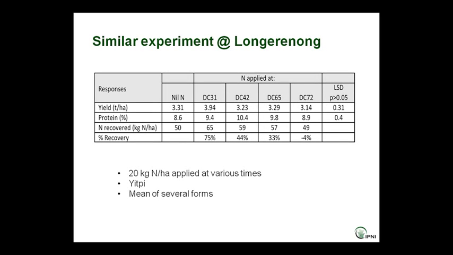We've done similar experiments in other places, and it comes up pretty much all the same. The later you apply, you can produce protein, but really your biggest bang for your buck, the most efficient in terms of recovery of nitrogen, will be at your earlier applications.